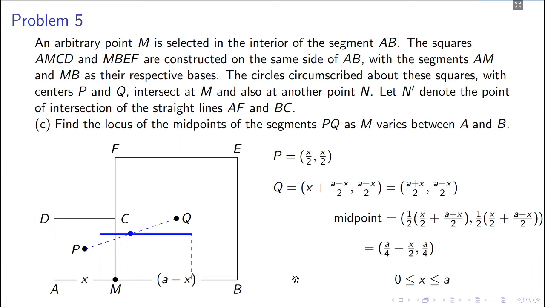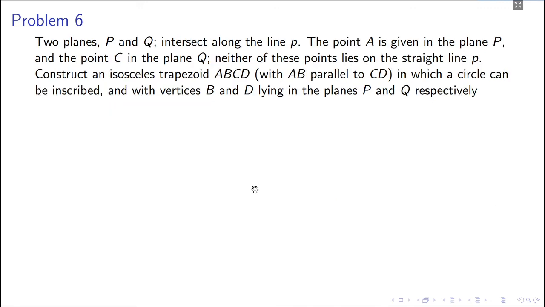So it's this line with a by 4 cut off here and a by 4 cut off here, and this line segment is the locus. The end point is, of course, when one of the squares vanishes at this point, and the other one takes over the whole segment, on both sides. So that was it, and this is the last problem.